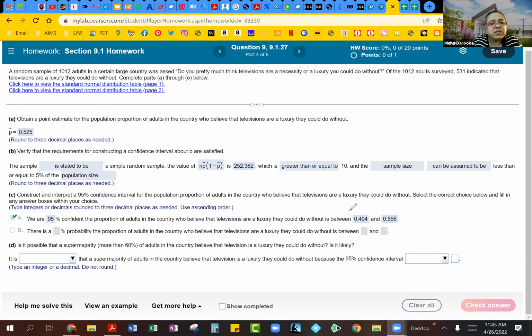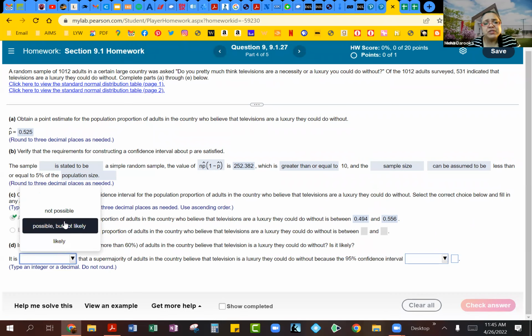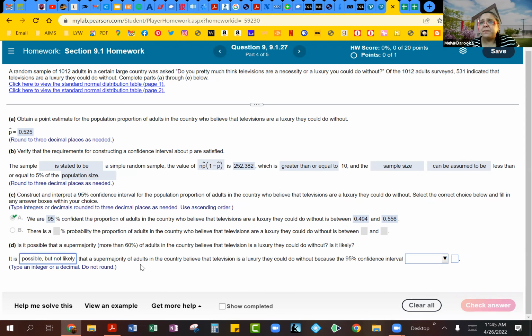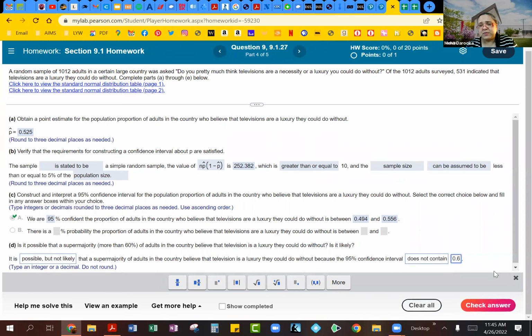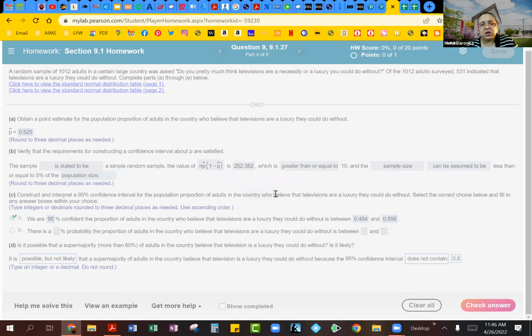So very nice. So what you're actually going to do for your answer here is you're going to say it is possible. Because, again, this is all based on estimates. It's possible, but not likely based on the results that we are seeing. So it's possible, but not likely that a supermajority of adults in the country believe television is a luxury they can do without, because the 95% confidence interval does not contain, and put that in decimal format, 0.6 for that 60% that they're talking about.